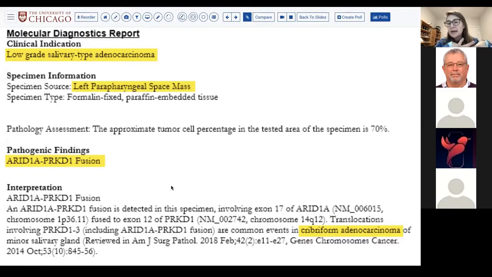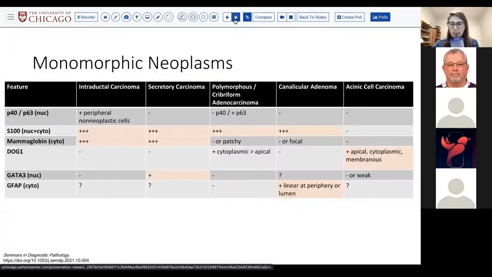And so in fact, this guy did have a neck dissection subsequent to the diagnosis on the original, and he did have multiple positive nodes, even though they were clinically inapparent. So just a word of caution on the specific cribriform variant, right? Outside of the palate, generally PRKD fused, generally lymph node mets, okay?